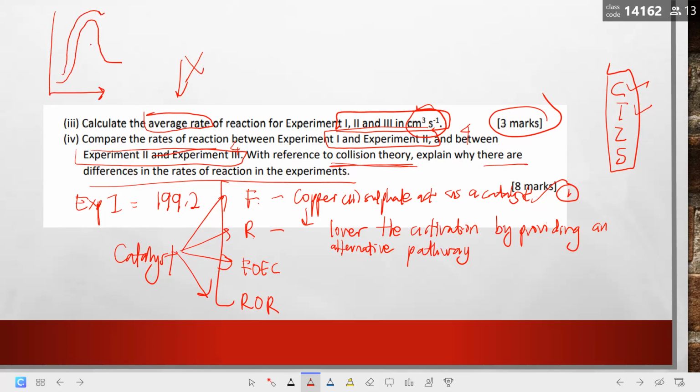So when I have a catalyst, the activation energy goes lower, so more of my reacting particles can actually overcome the activation energy. If I want to continue the sentence, I say copper 2 sulfate lowers the activation energy by providing an alternative pathway so that more particles can overcome the activation energy. You can also say to achieve the activation energy.